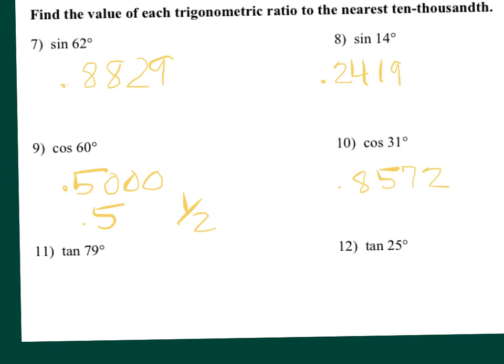And then finally tangent, the last 2: tangent of 79, 5.1446, and tangent of 25, 0.4663. And there you have it. There you have using your calculator with sine, cosine, and tangent to evaluate those ratios.